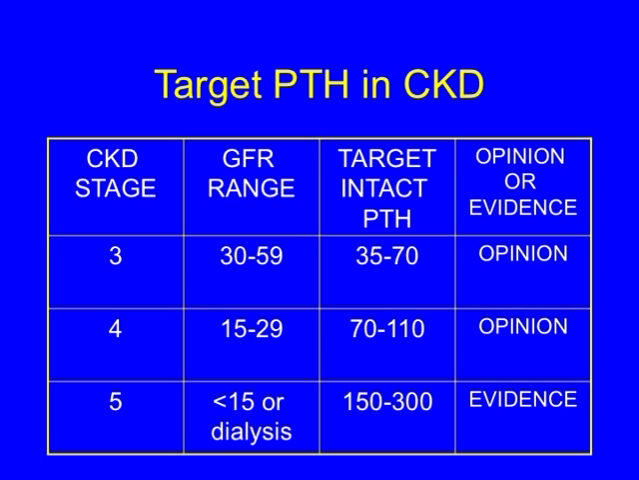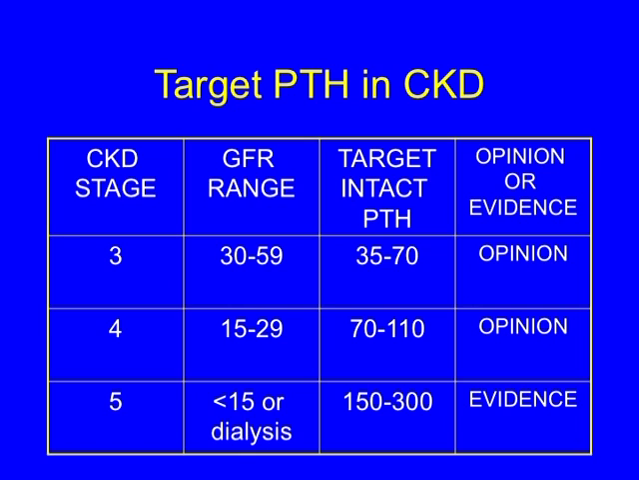So the K-DOQI guidelines give us suggested targets for PTH in patients with chronic kidney disease. So one doesn't want to normalize the PTH in patients with chronic kidney disease. If we completely normalize the PTH, we tend to give the patients a different form of renal osteodystrophy called low turnover or adynamic bone disease. So patients with chronic kidney disease need a slightly abnormal PTH to give it somewhat of an engine for bone turnover.